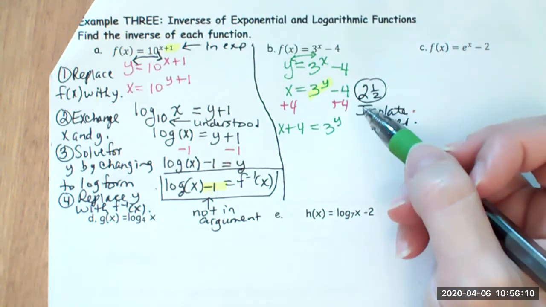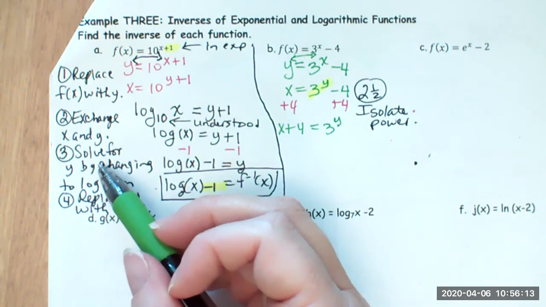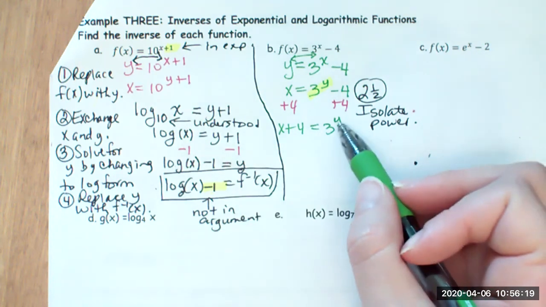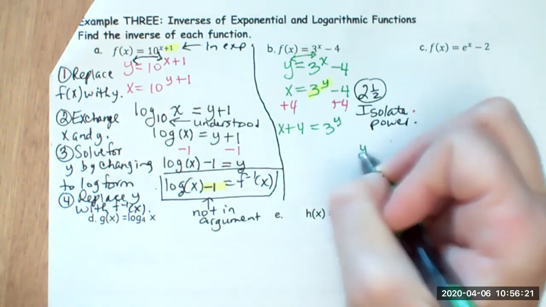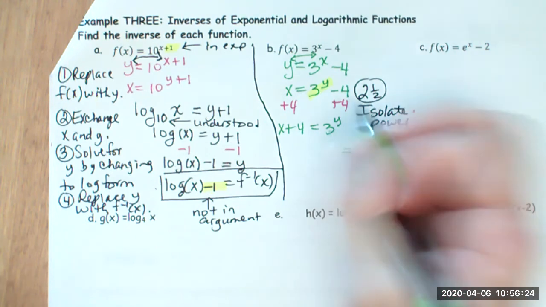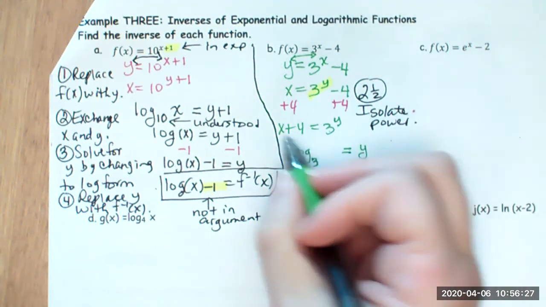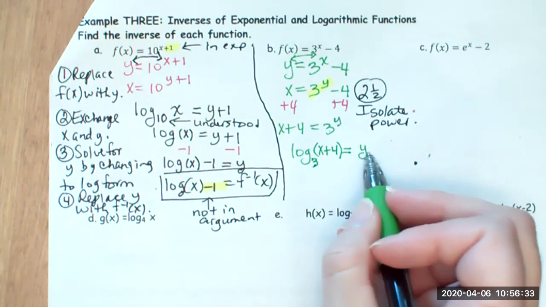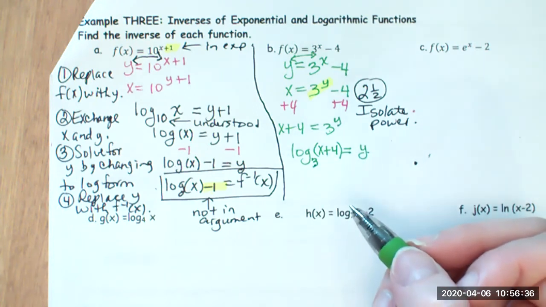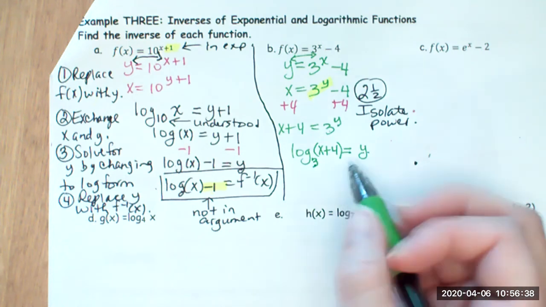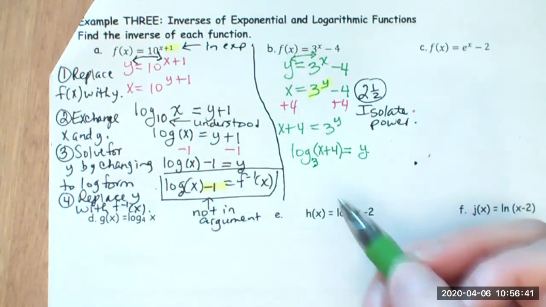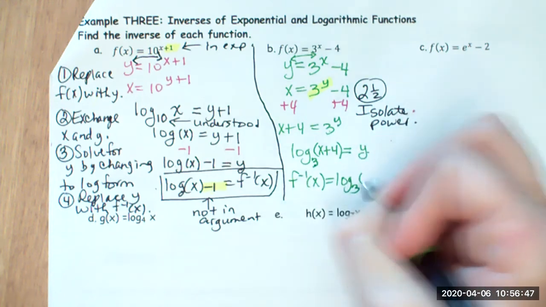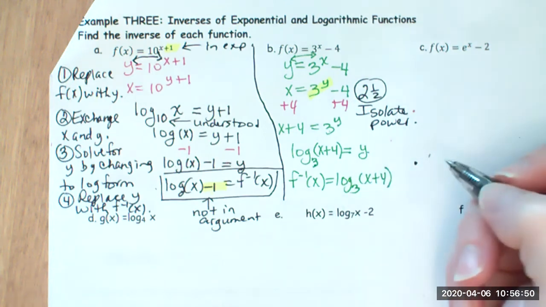Now we can go to step 3, and we can solve for y by changing to logarithmic form. Remember, the log is equal to the exponent, so leave that exponent by itself on one side of the equation. The base is 3, so we're going to say log base 3, and x plus 4 goes in the middle as the argument. So you've got 3 to the y equals x plus 4. And of course, I can change the y back to f inverse of x. So f inverse of x equals log base 3 of x plus 4.